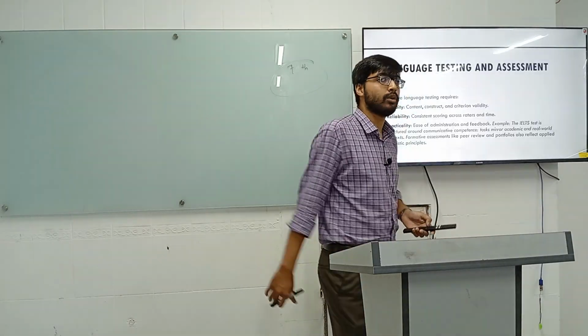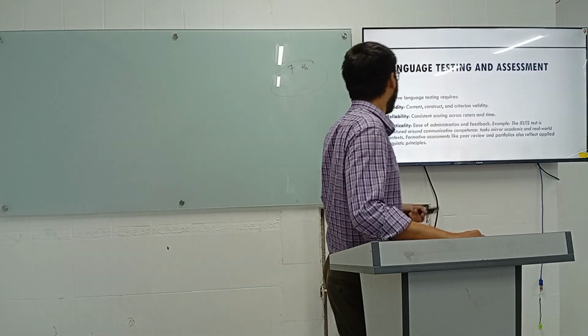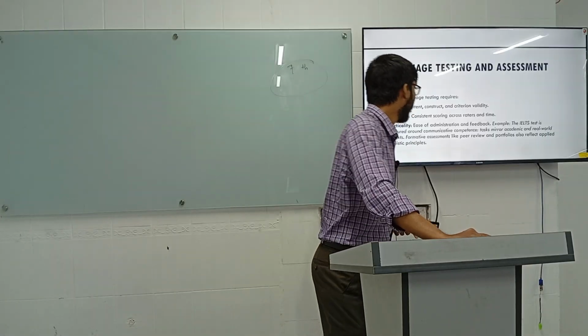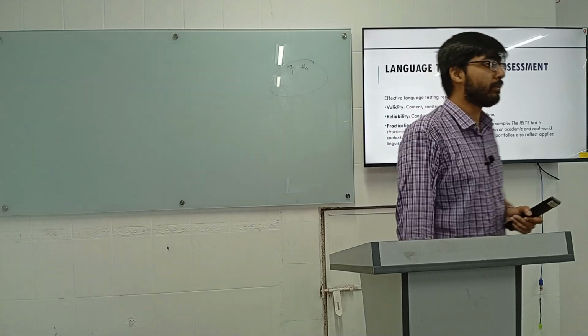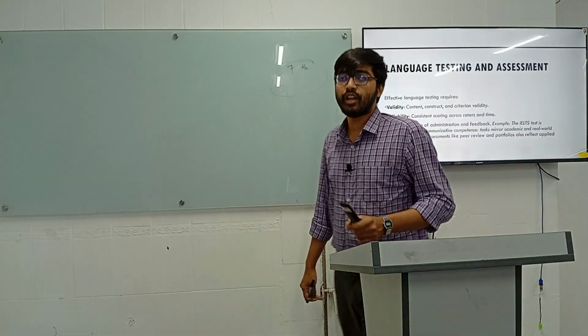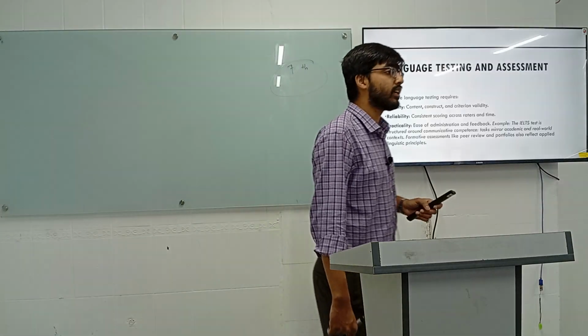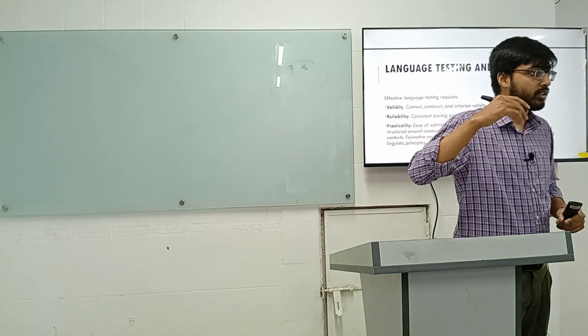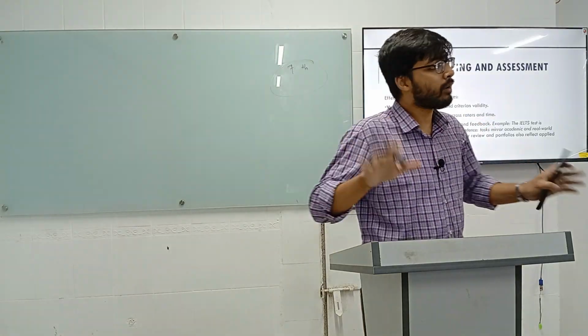Okay, so that's validity. That means in order for an exam to be valid, these things should be followed. Okay, reliability: consistent scoring across raters and time. Our exam should be reliable. How? If I ask a question, no matter which examiner is examining the exam scripts, your marks will be constant.